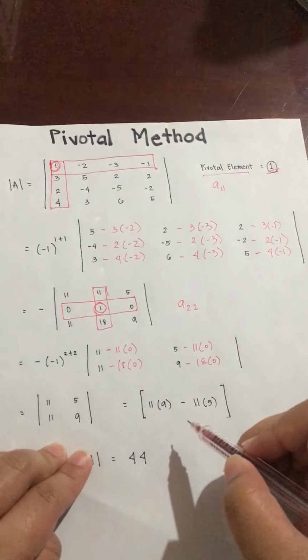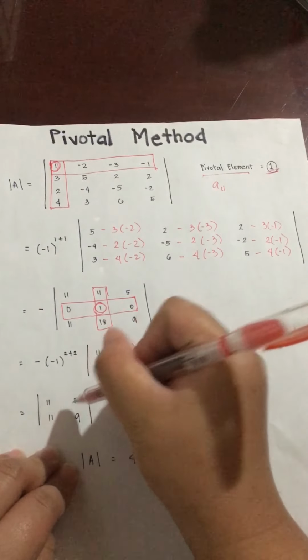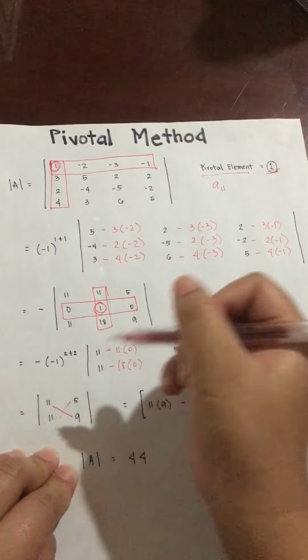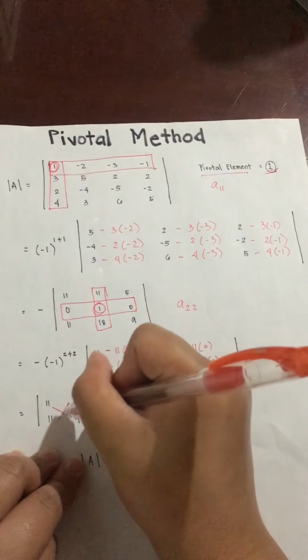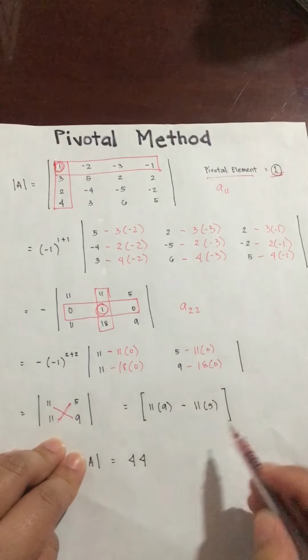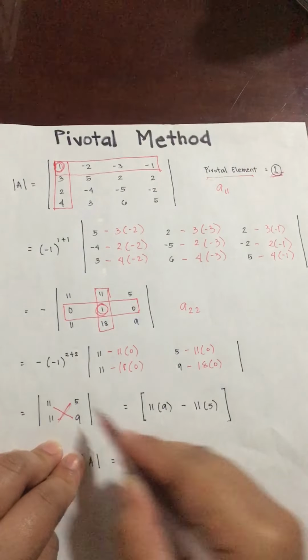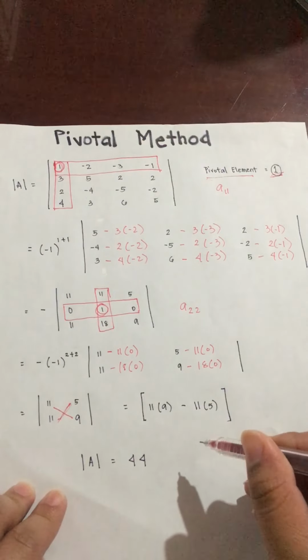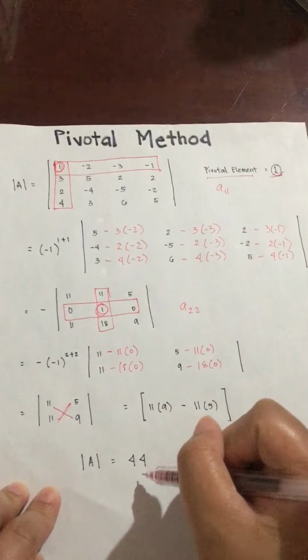Now, we will proceed to the next step. We will now cross multiply, then subtract. We will first cross multiply, then subtract them. 11 times 9 minus 11 times 5. So our determinant will be 44.